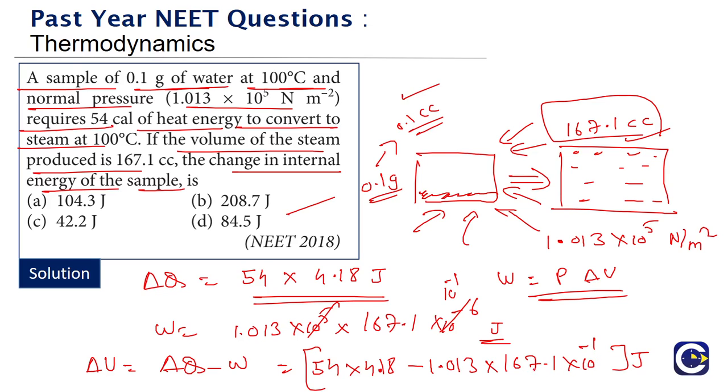167.1 in 10 power minus 1 means we can write it as 16.71. So 1.013 into 16.71. If you simplify it, we will get the answer close to 208.7 joules. So 54 into 4.18, that multiplication we have to do, and from there we have to subtract this 1.013 into 16.71. So approximately the answer will be 208.7 joules.